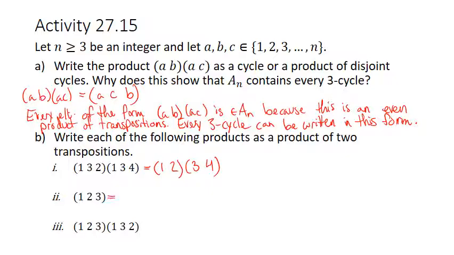I don't know if you remember this, but you can write any cycle like this by just breaking it up: you do the first 2 elements and then the second 2 elements like that. So that one can be written like that. And then let's do this last one.